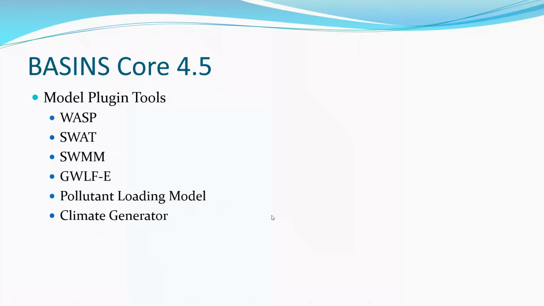Some of the model plugin tools that are available to work with BASINS 4.5 are the WASP model network tool, a tool for developing an initial SWAT input data set, one for building a SWMM model network, one for setting up and parameterizing the Generalized Watershed Loading Functions model, and a tool that processes information that you can put into the Pollutant Loading model, which is a simple spreadsheet model. Most people know it as PLOAD. And then there's a climate generator tool that you can use for looking at different climatic conditions.